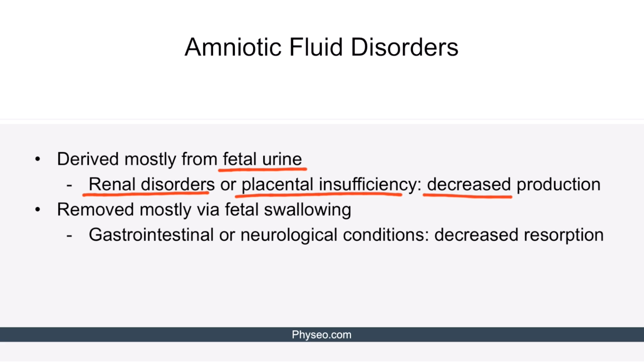So now let's talk about the resorption of amniotic fluid, because obviously it has to go somewhere, or else the fetus would just urinate and the amniotic sac would just get bigger and bigger. But obviously that doesn't happen. Now, amniotic fluid is removed mostly via fetal swallowing, but some of it is also reabsorbed by the amniotic cells as well. Therefore, any congenital condition that causes gastrointestinal obstruction or any neurological conditions that impair fetal swallowing and that swallowing reflex can actually decrease amniotic fluid resorption.